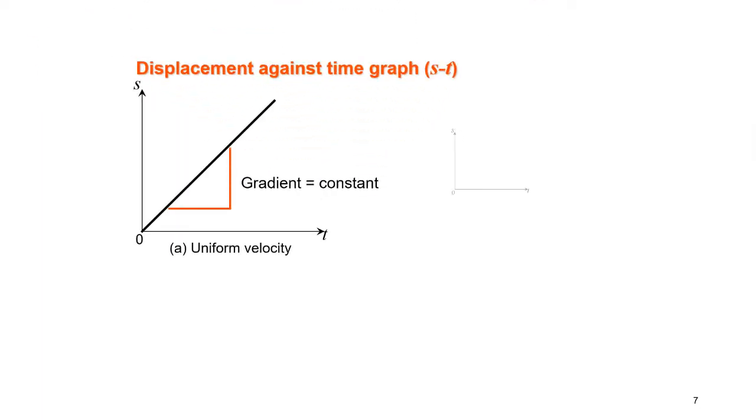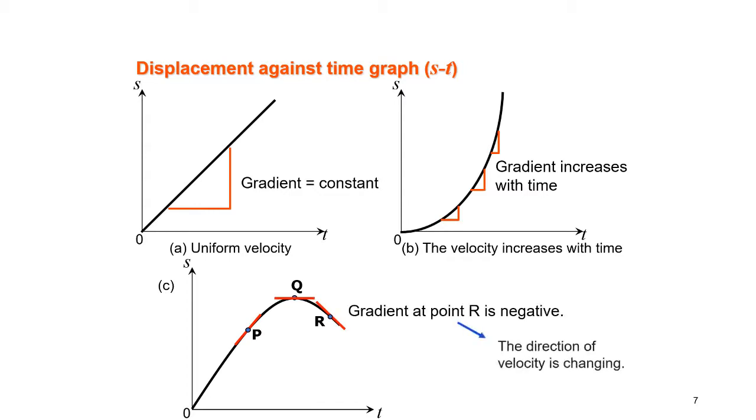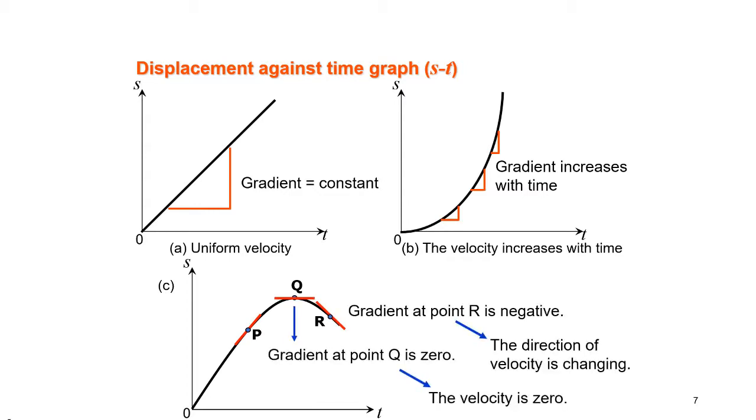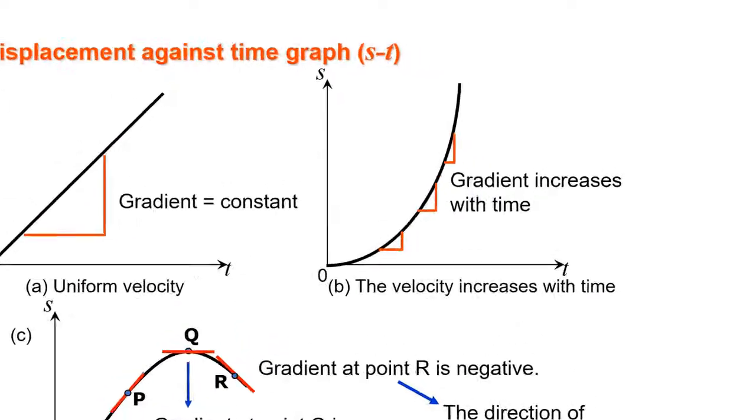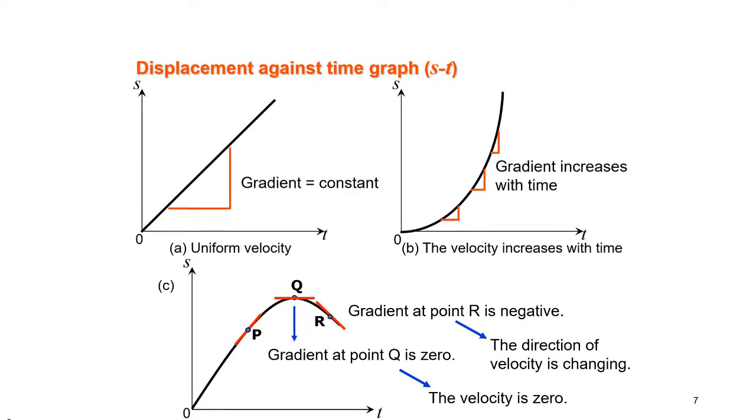Now, look at the gradient of the graph. The gradient of the graph represents the velocity. If the gradient of the graph is constant, it means uniform velocity. Next graph, the gradient of the graph increases with time, which means the velocity increases with time.